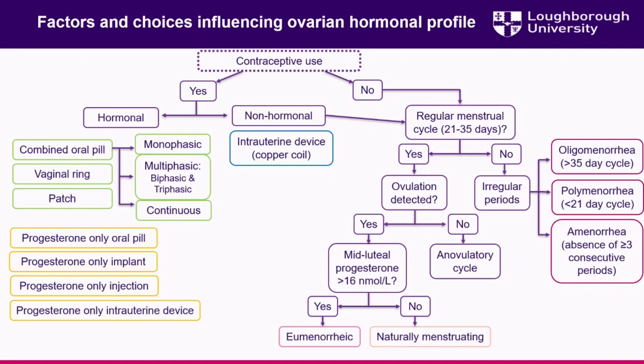One of the things we might look at is, do their progesterone levels reach this target threshold, which I'll speak about a little bit more later? Or do they have an anovulatory cycle, i.e. do they either not ovulate or do we not detect ovulation? And that will affect whether we then classify them as eumenorrheic or naturally menstruating.